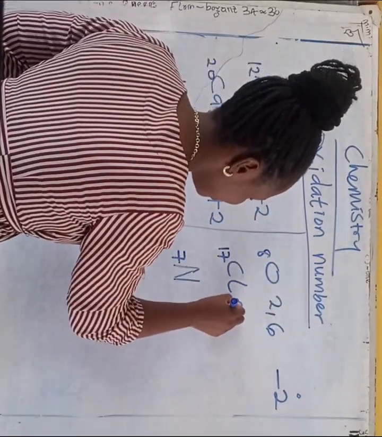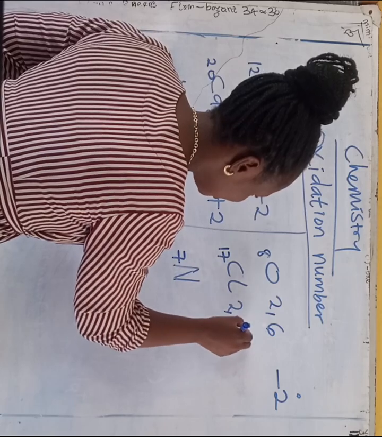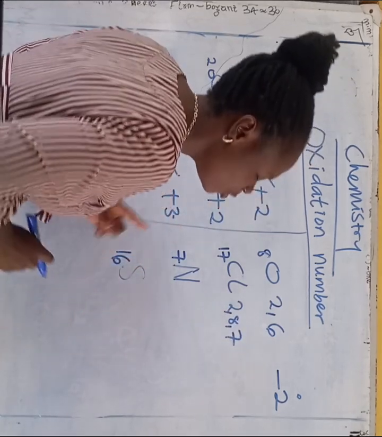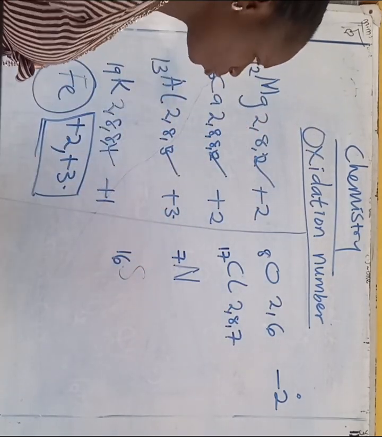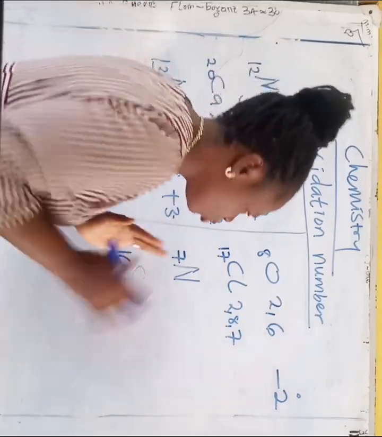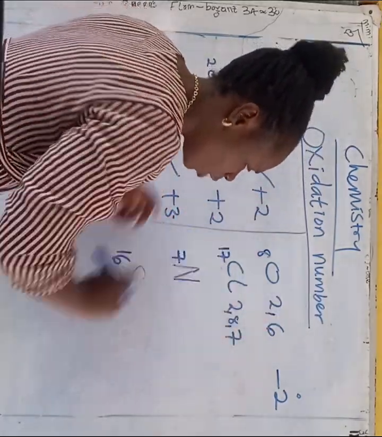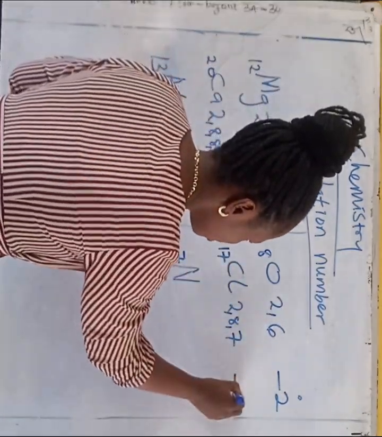So chlorine is 2, 8, 7. Chlorine needs just 1 electron in the outer shell, so definitely it is going to look for how to get that 1 to complete to 8. So chlorine is going to have -1.